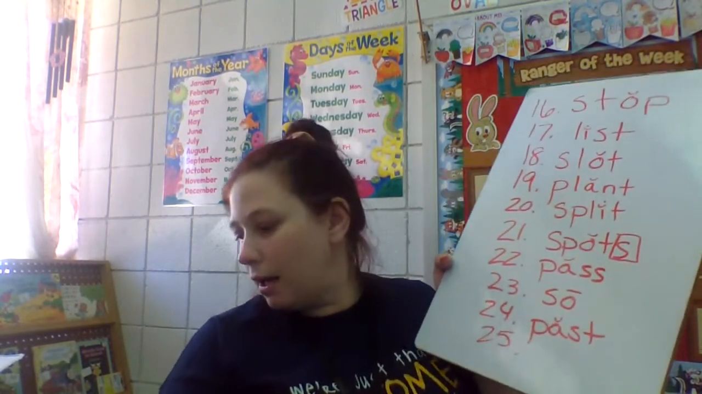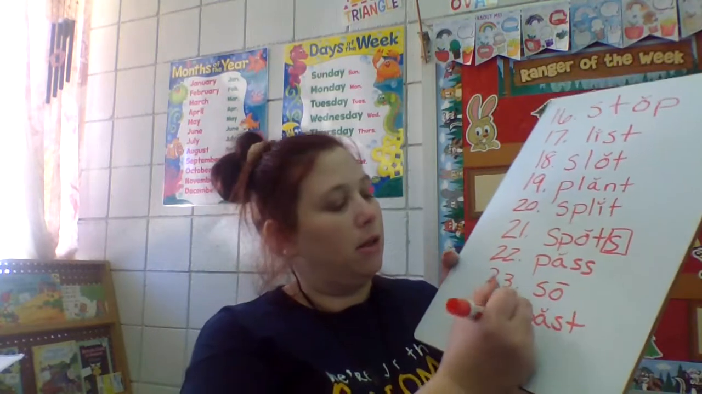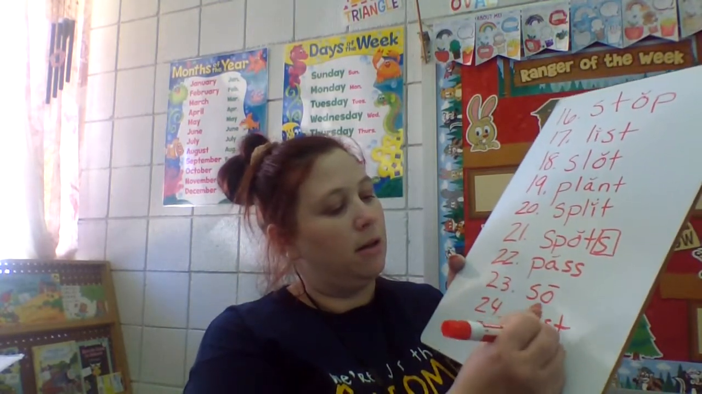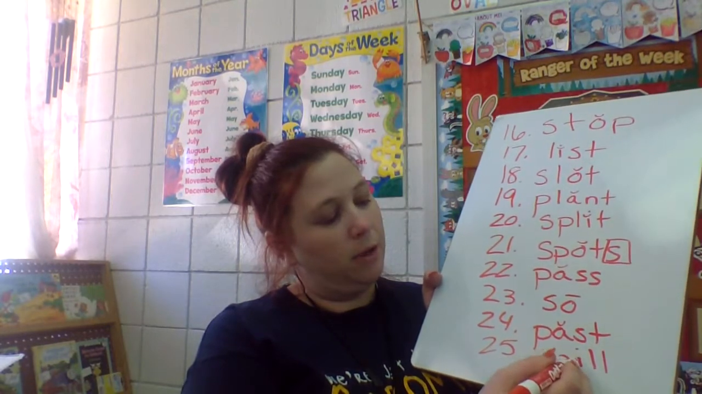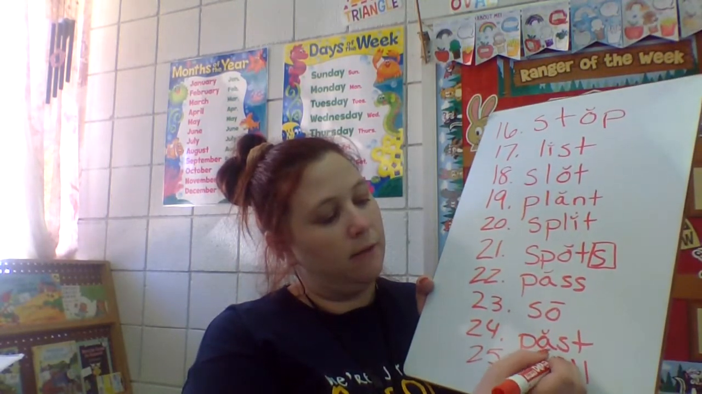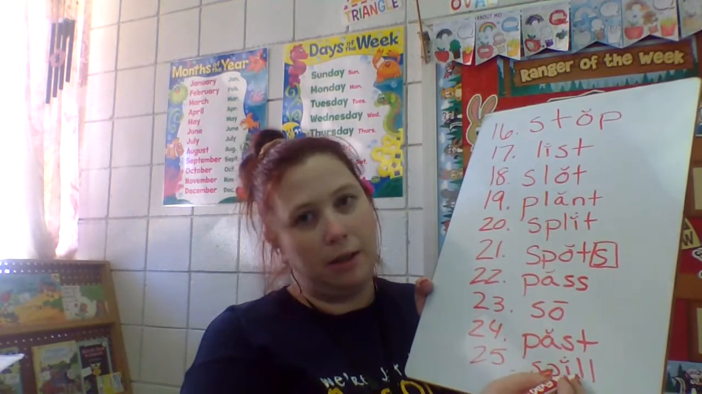And 25. Spill. We have our blend, but it doesn't get coded. We have vowel, consonant. The vowel gets the breve. Spill. All right.